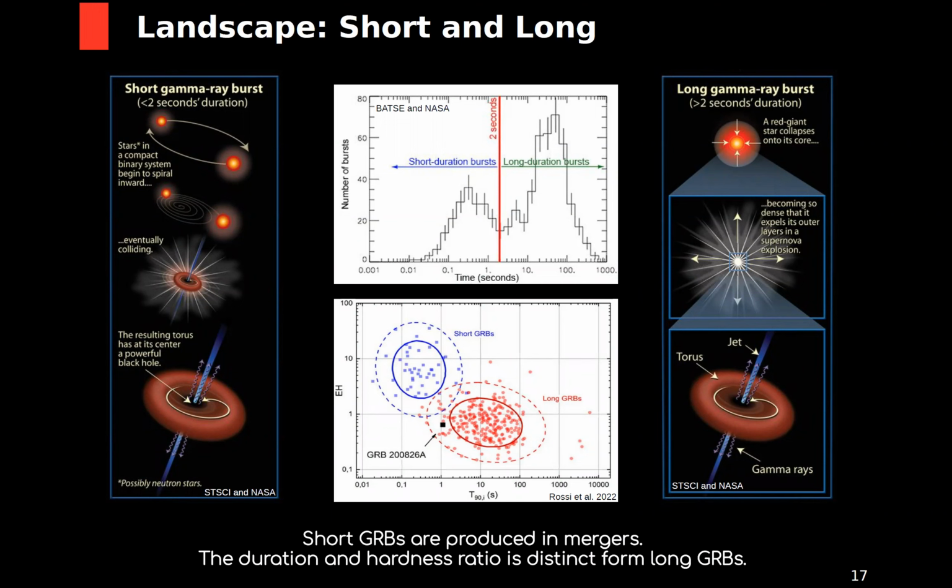And the short ones, if you plot all of the observations and see them, they are falling below 2 seconds, and also the hardness ratio is much different. And I do not focus on long. So why are short ones important? Because they are much more complex and they are required.